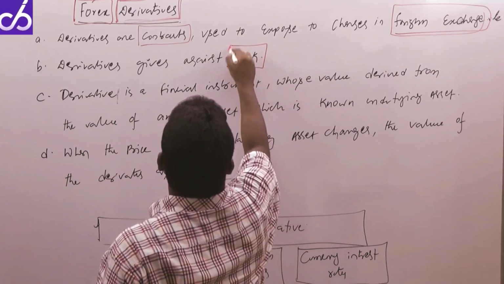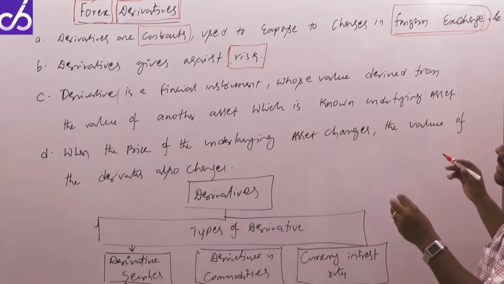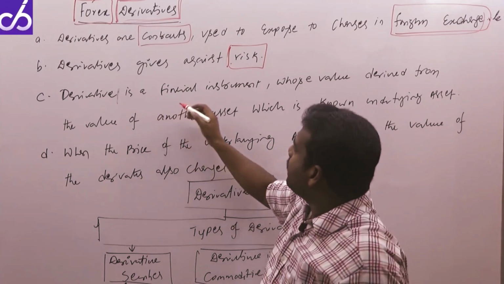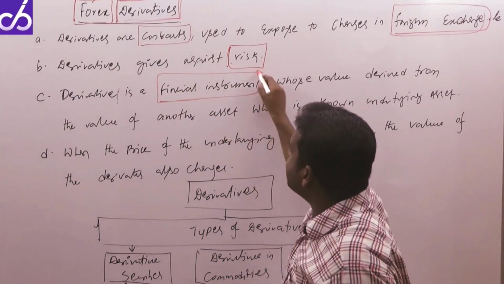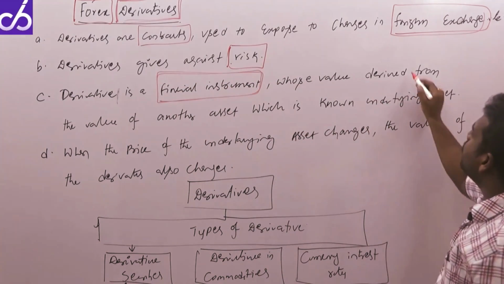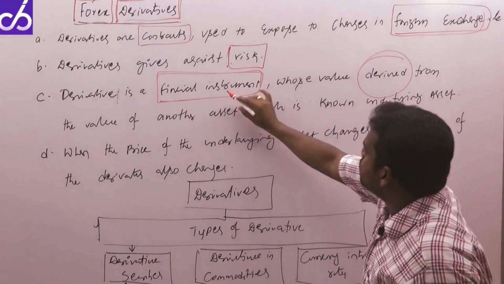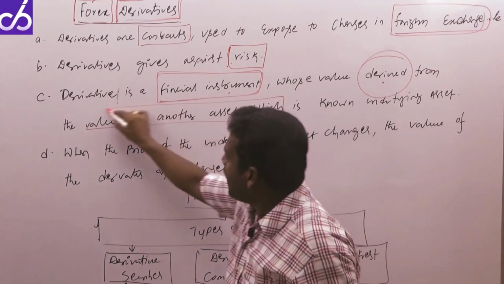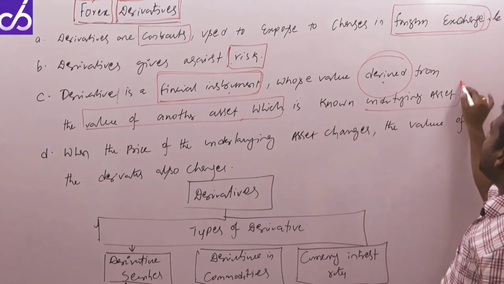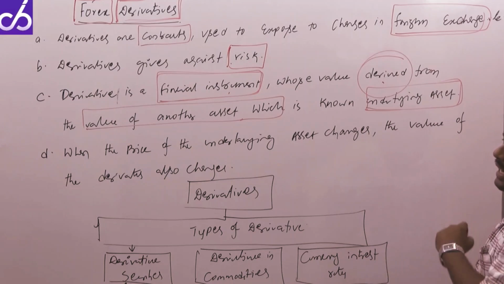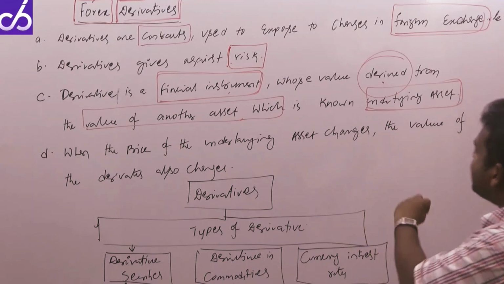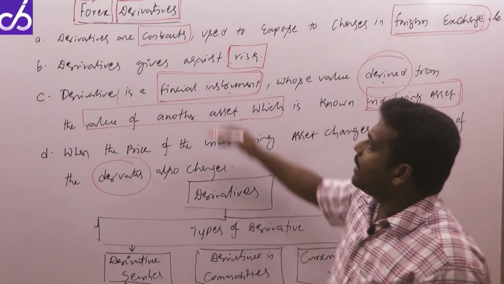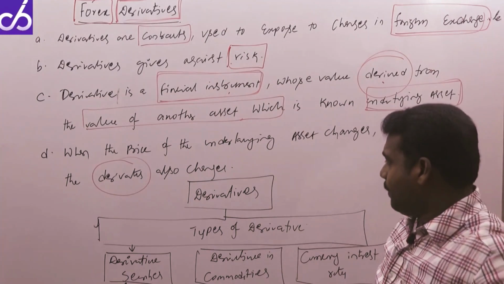against risk. If you go with one more line, I will brief up. Derivatives is a financial instrument whose value is derived. This financial instrument's value is derived from the value of other assets, which is known as the underlying asset. When the price of the underlying asset changes, the value of the derivative also changes. So from a direct point of view, I will explain now.